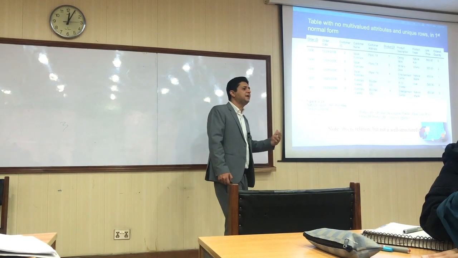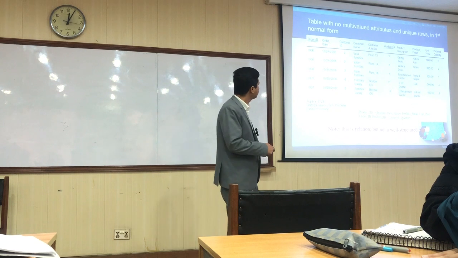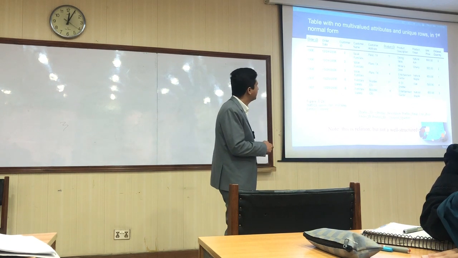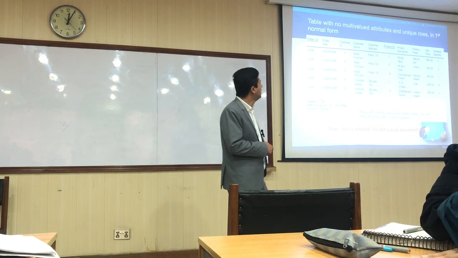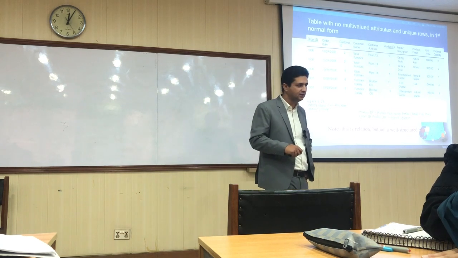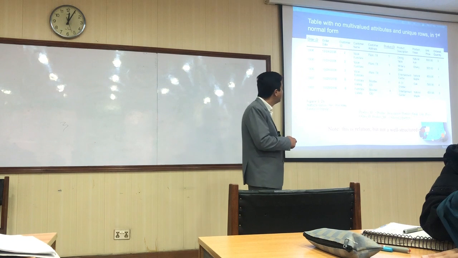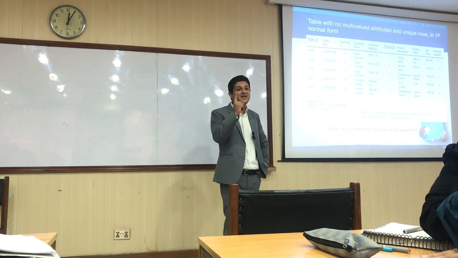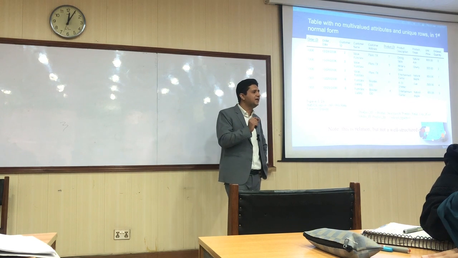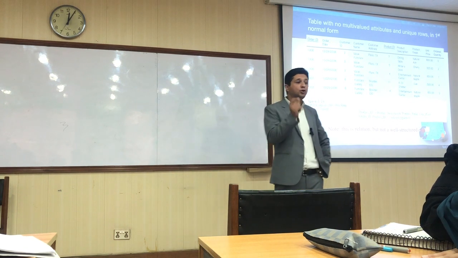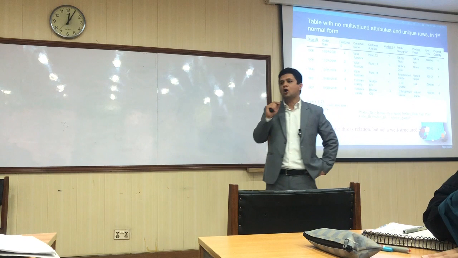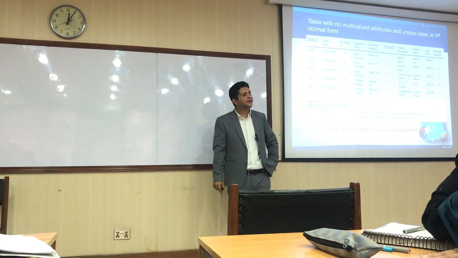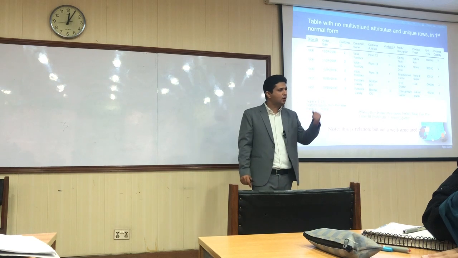Thirdly, updation anomaly or the editing anomaly. For example, I want to change the name of this customer from value furniture to valued furniture. I'll have to change the data in 3 rows while value furniture is one customer. Ideally, I should change the data in 1 row only, because ideally one instance should be represented in 1 row.